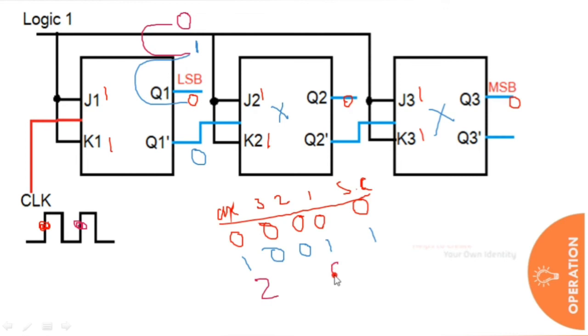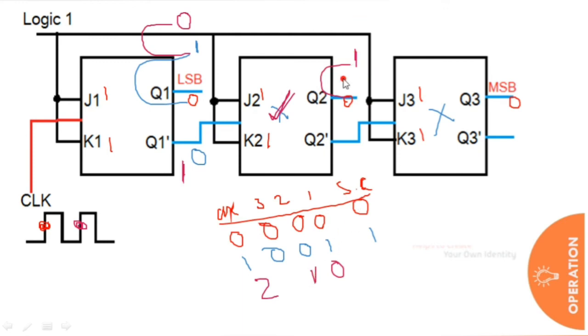I am writing here 0. It is 0, which means Q inverse is 1. 1 is applied to the second flip-flop. See here, 1 is applied to the second flip-flop. 1, 1 inputs and the clock is applied, so it is activated and the output changes from 0 to 1. See, the output changed. Q2 is 1.